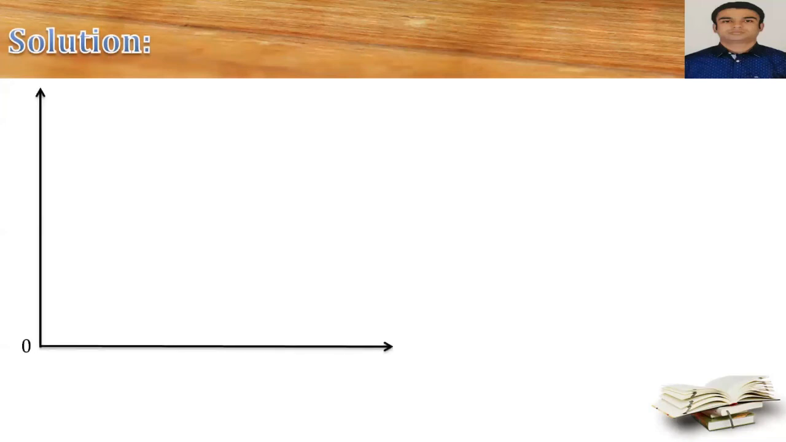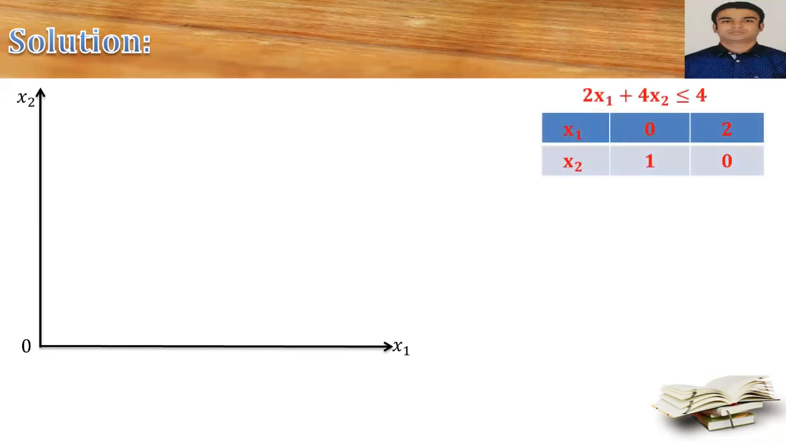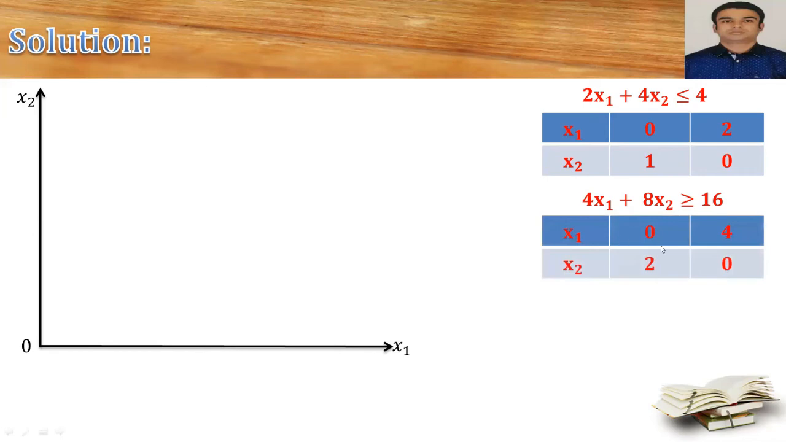Same procedure applies. Assume x1 on the horizontal axis, x2 on the vertical axis. Determine the 2 points of the constraint equation 2x1 + 4x2 >= 4. The 2 points are (0, 1) and (2, 0). For the second constraint equation, 4x1 + 8x2 >= 16, the 2 points are (0, 2) and (4, 0).